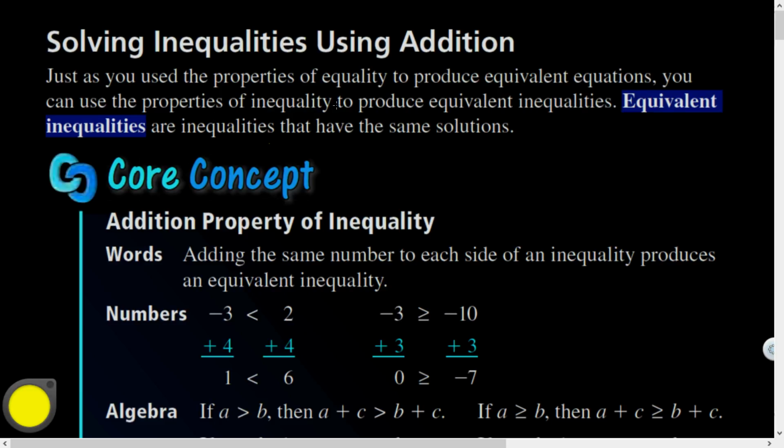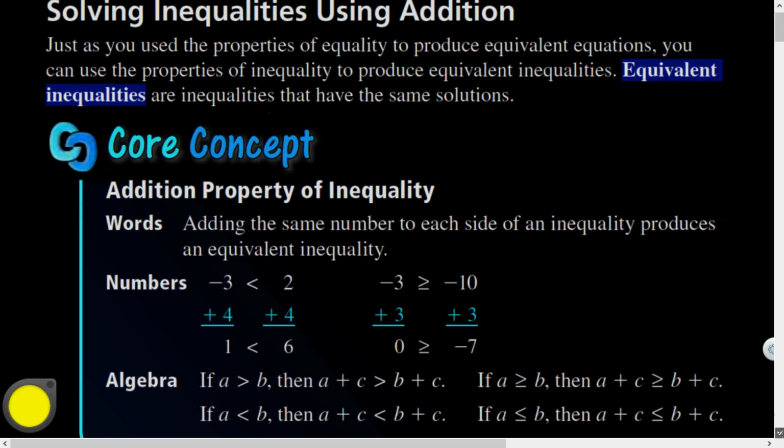Just as you use the properties of equality to produce equivalent equations, you can use the properties of inequality to produce equivalent inequalities. That's weird. Equivalent inequalities are inequalities that have the same solution.